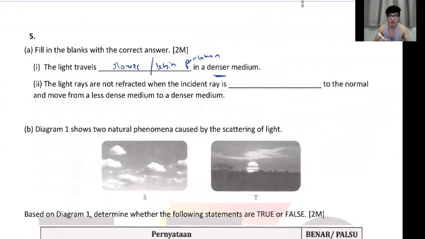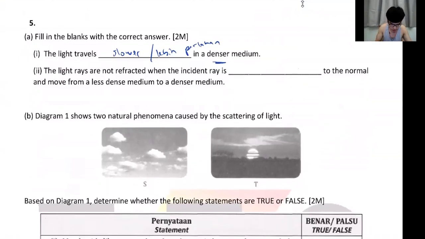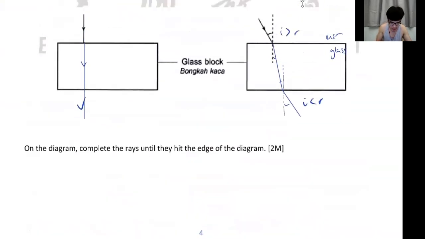They slow down. When you drive from highway suddenly to city, there's a lot of cars, you need to slow down. So they will slow down. So number 2, the light rays are not refracted when the incident ray is what to the normal and move from less dense to dense. So you see, this one, less dense to dense.